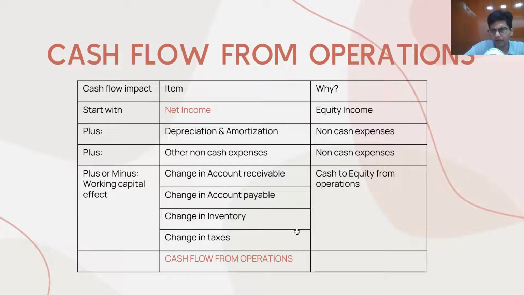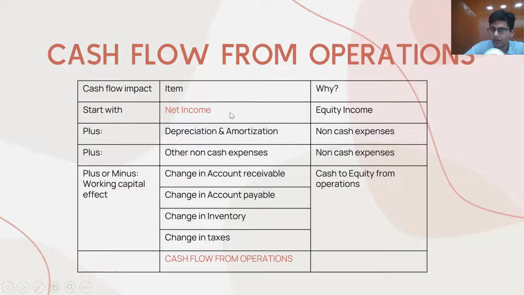So let's see the first part, the cash flow from operations. Like we did in the income statement, here is a generalized format of the cash flow from operations. It starts with net income. Net income means profit or income after taxes. So it starts with the last figure of the income statement, that is the net income. And why? Because it is the income available for equity holders.